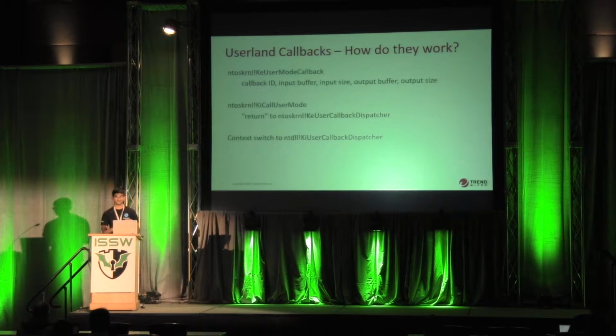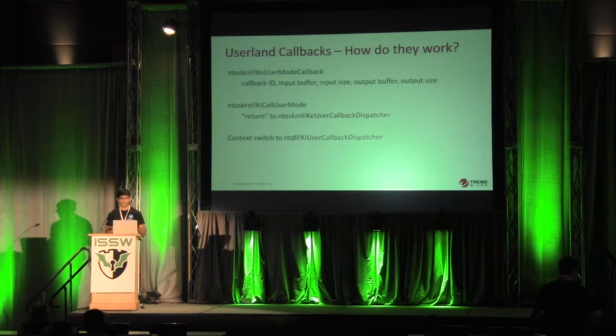What this does is it sets up a fake stack and it returns to it so that it then returns to KeUserCallbackDispatcher. All that does is set up the stack and the arguments so that it can then context switch back into NTDLL and go from there. The important takeaways here are that there are 5 arguments that get sent to Userland: a callback ID, which is essentially an index into a function table, an input buffer and an input size, and then a pointer to an output buffer and a pointer to an output size.